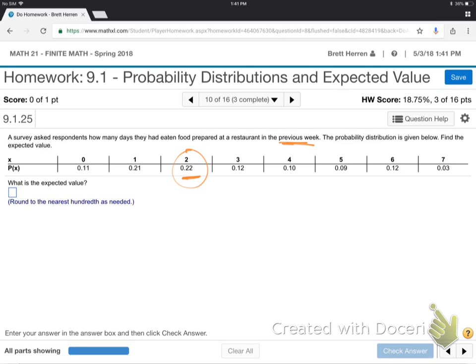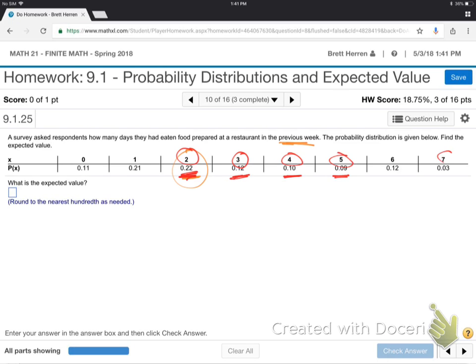So that 2 is the number of times out in the last week. And what's the 0.22? It's the chance, probability, right? Or it's like 22% of the people ate out 2 days last week. 12% of the people ate out 3 days last week. 10% of the people ate out 4 days last week. 9% of the people ate out 5 days last week, etc., etc.